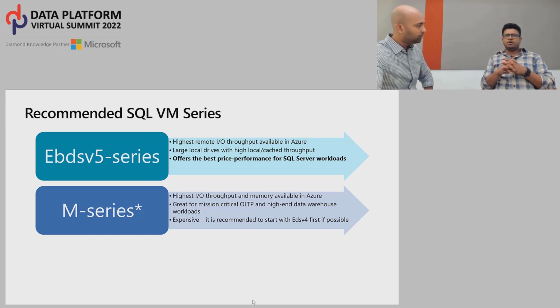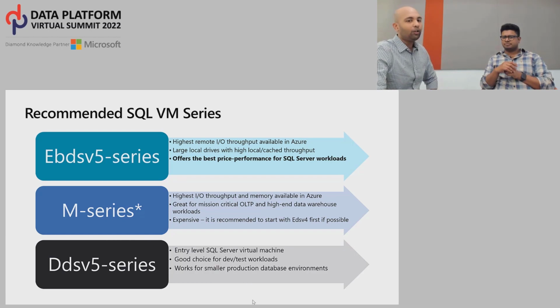And I know the memory to core ratio of EBDS v5 is 1:8. Correct. Whereas the memory to core ratio for M series is 1:30 or 1:21 or something like that. Exactly, 1:30, right? Yeah, I forgot that part. Yeah, it's 1:30.